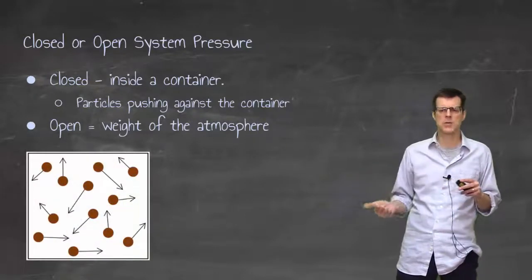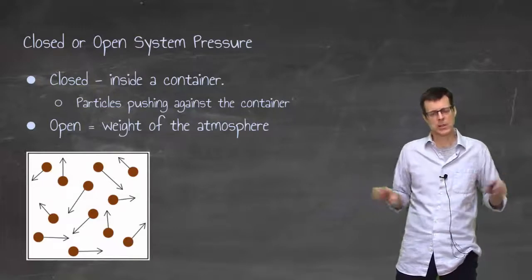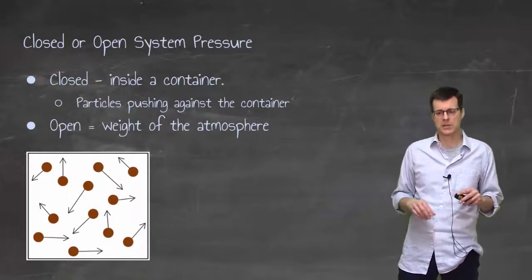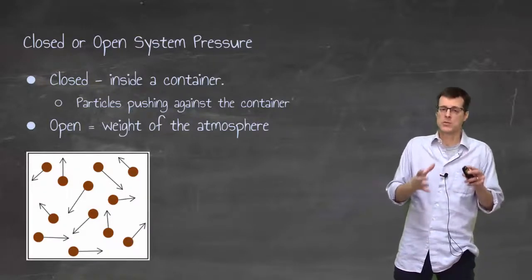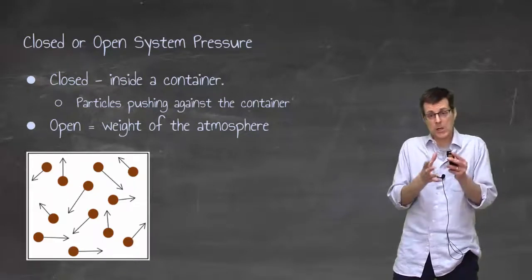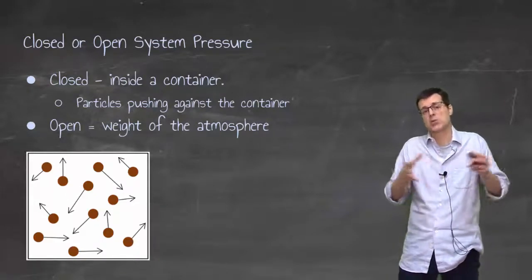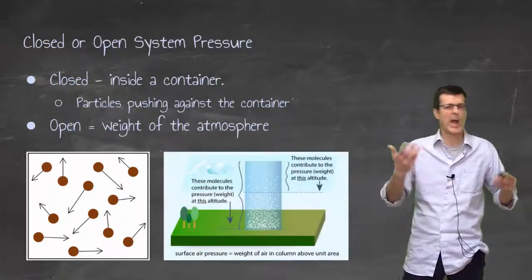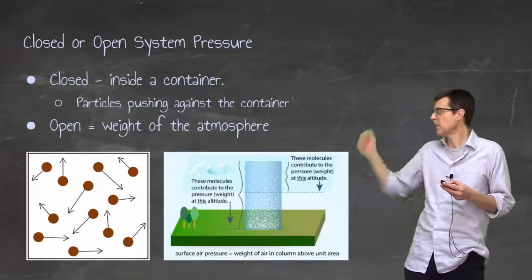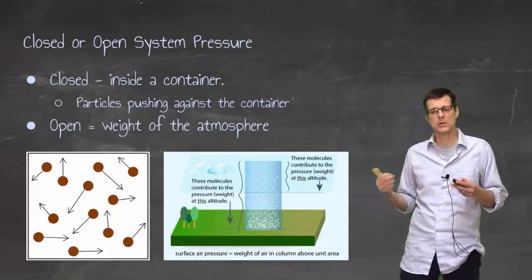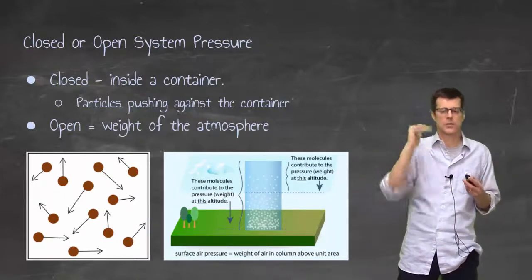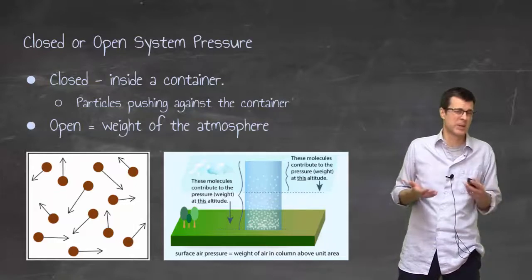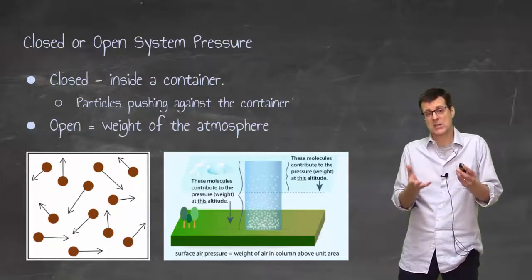So in the first picture, we have the particles colliding with the sides of the container. Now you can imagine if those particles started to collide with the side of the container a lot, they could actually burst through the sides of the container, and that's something that happens once in a while. And in the open system, we still talk about pressure, but then it's the weight of the atmosphere. Now you might think that that can't be very much, but it actually is quite a bit.